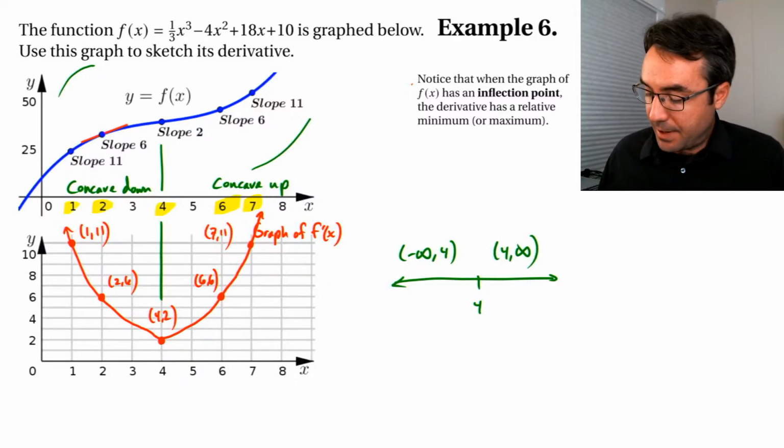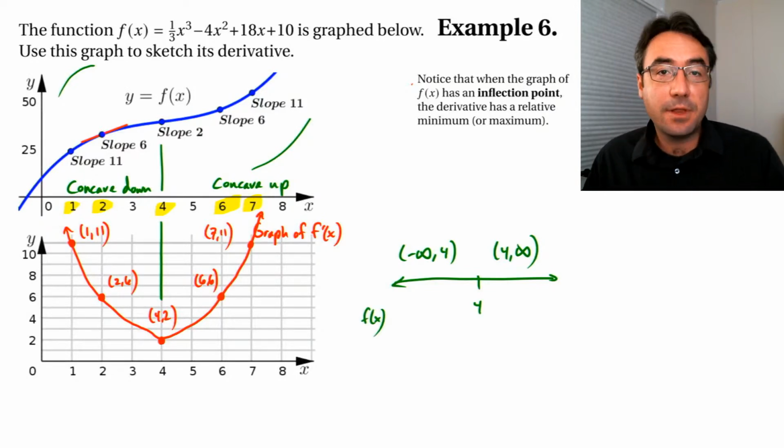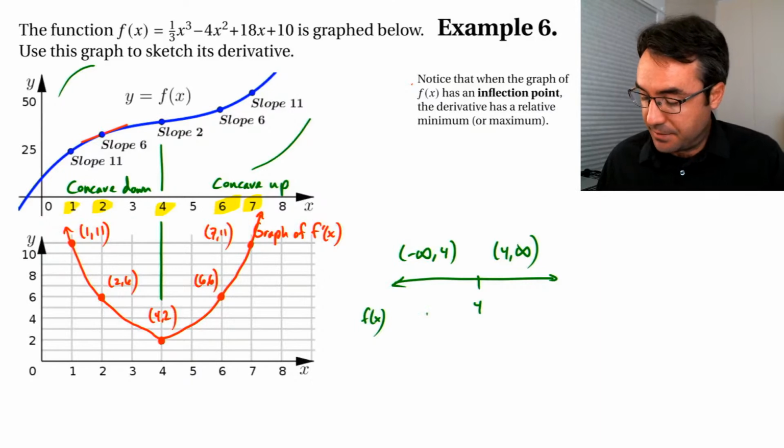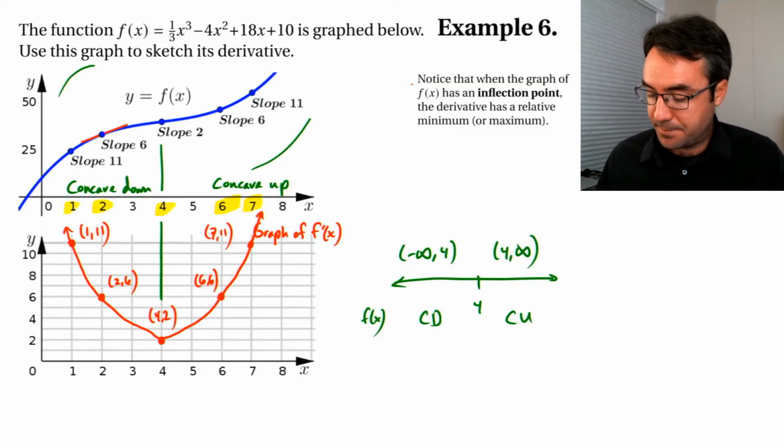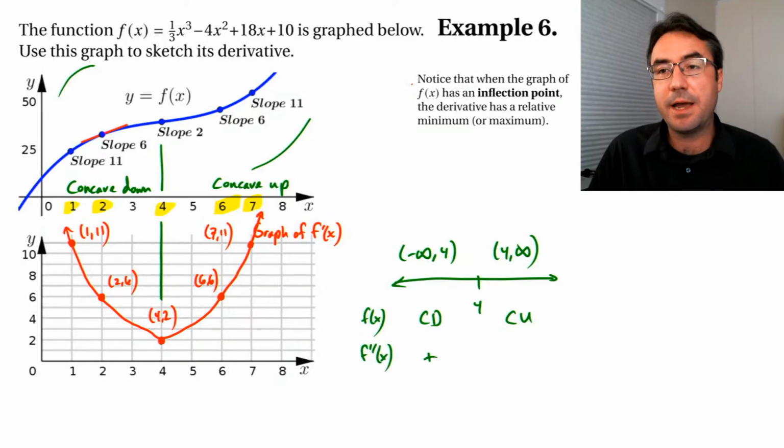And what do we notice about f on each of those intervals? Well, on the left interval, we notice that it was concave down. And on the right interval, we notice that it's concave up. And so what that means for f double prime, if f is concave down, that means f double prime is positive.